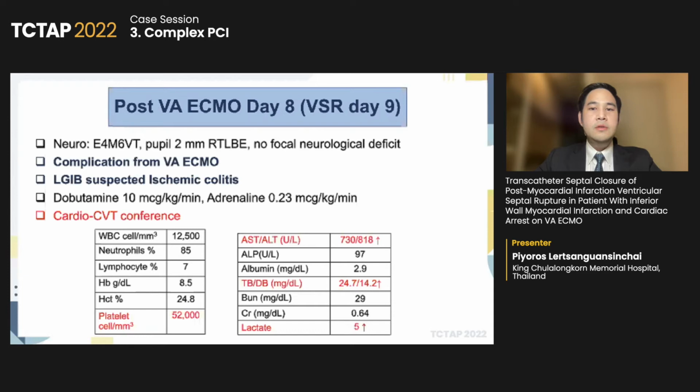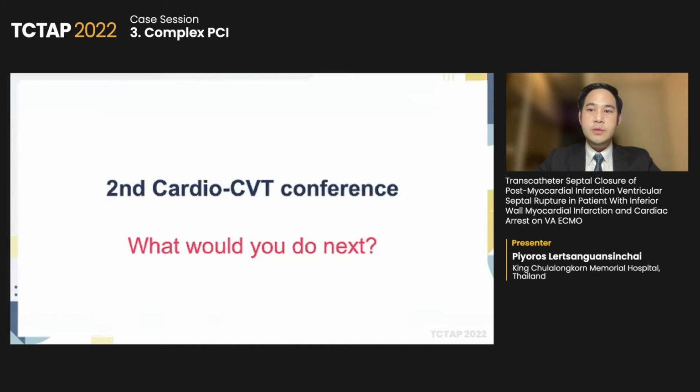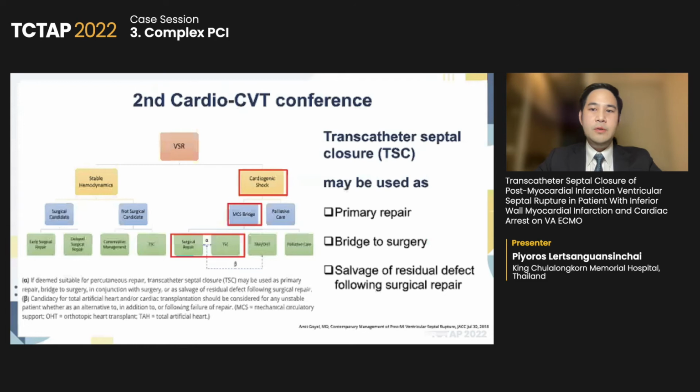So we brought the case to the heart team conference again. The surgeon turned down surgical closure due to ongoing ischemic hepatitis and coagulopathy. So if it was your case, what would you do next? At that time, we planned to perform transcatheter septal closure with the intention to wean off VA ECMO, to decrease the left-to-right shunt, and to bridge for surgery in the future if there was a residual defect.